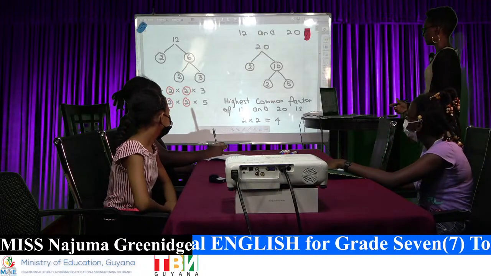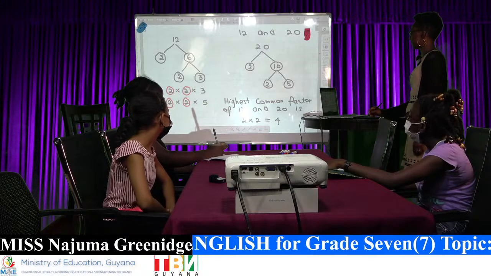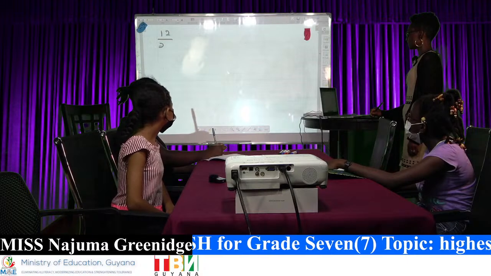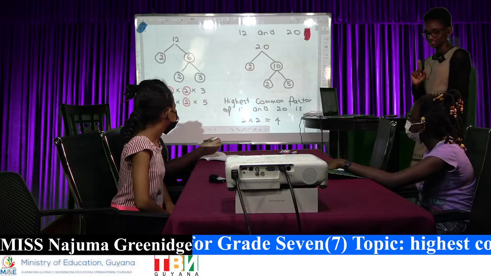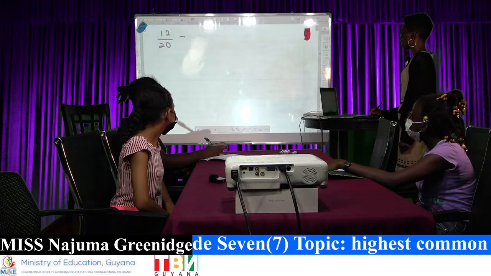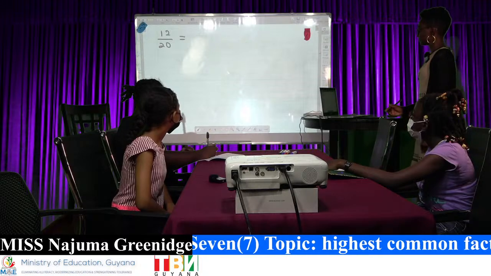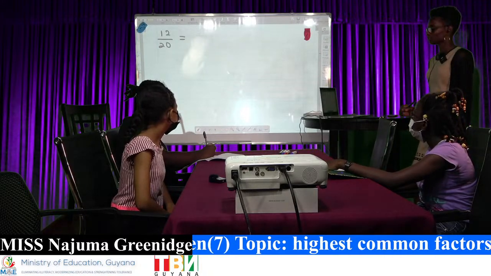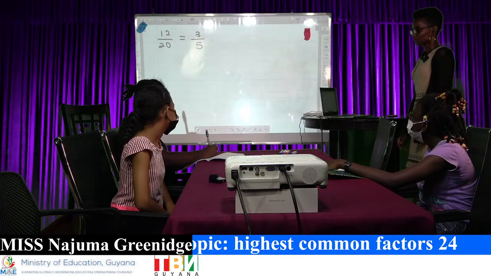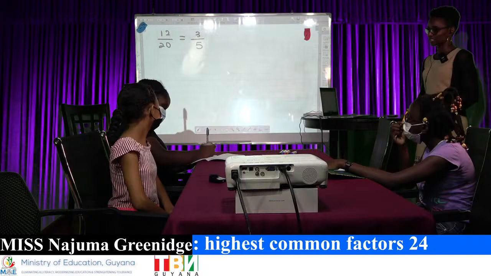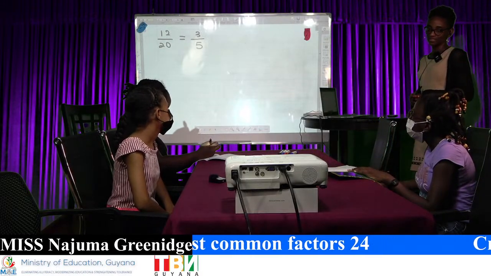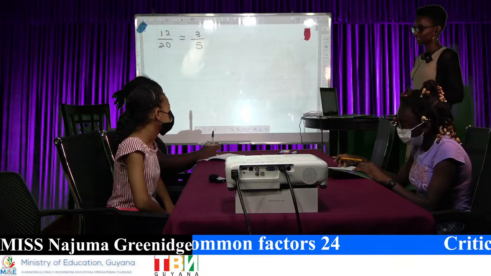So how can we reduce then 12 over 20? So 12 over 20. Remember our highest common factor is 4, right? So what will be the result? How many times can 4 go into 12? 3, right? What about 20? 5 times. So 12 out of 20, or 12 parts out of 20 parts, right? Is equivalent to 3 parts out of 5 parts. Make sense? Cool.